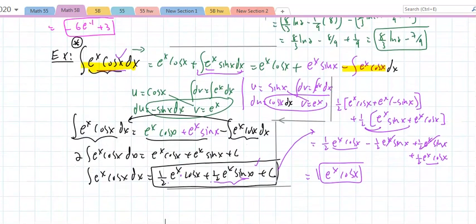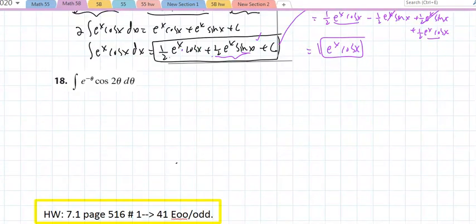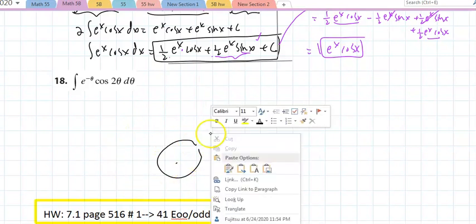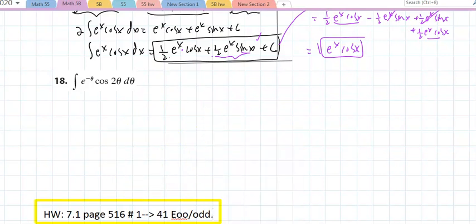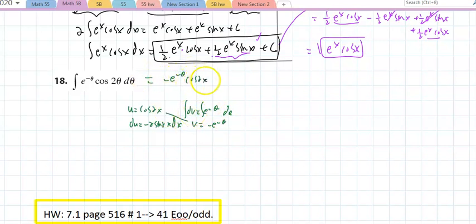I have one more problem I want to do. I want to look at problem number 18. The same deal. I'm going to let u equal cosine of 2x. du is negative twice the sine of 2x dx. I'm going to let dv equal e to the negative theta, and if I integrate, v will equal negative e to the negative theta. This is going to be u times v minus the integral of u dv.